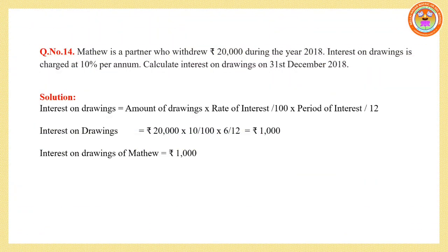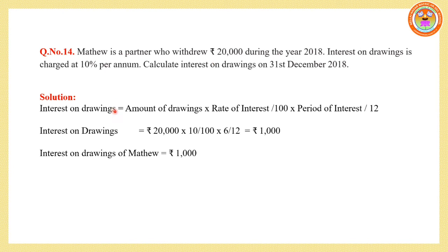Question. Matthew is a partner who withdrew rupees 20,000 during the year 2018. Interest on drawings is charged at 10% per annum. Calculate interest on drawings on 31st December 2018. So he has withdrawn money from the business, rupees 20,000. Rate of interest 10%. When he withdrew the money is not given. Suppose the withdrawal date is not given, we have to calculate approximately for 6 months.